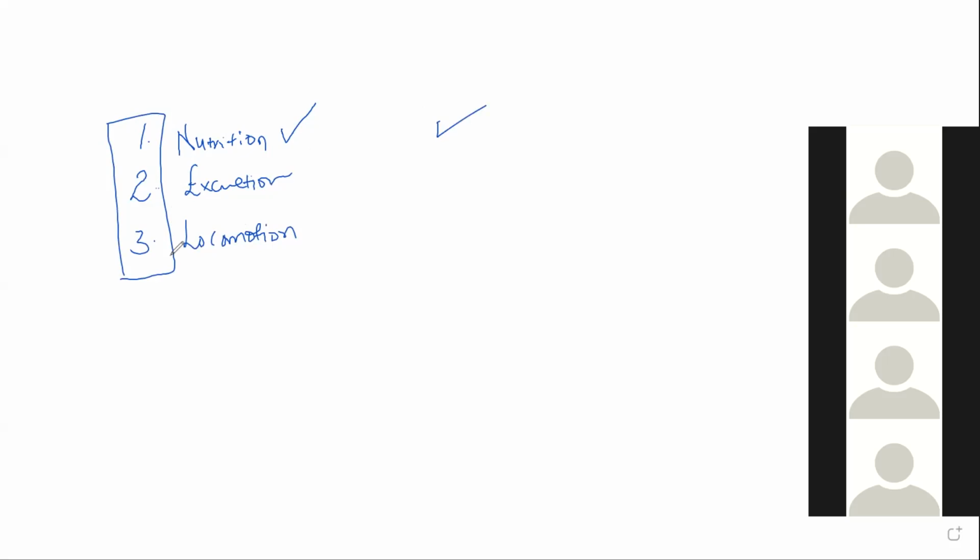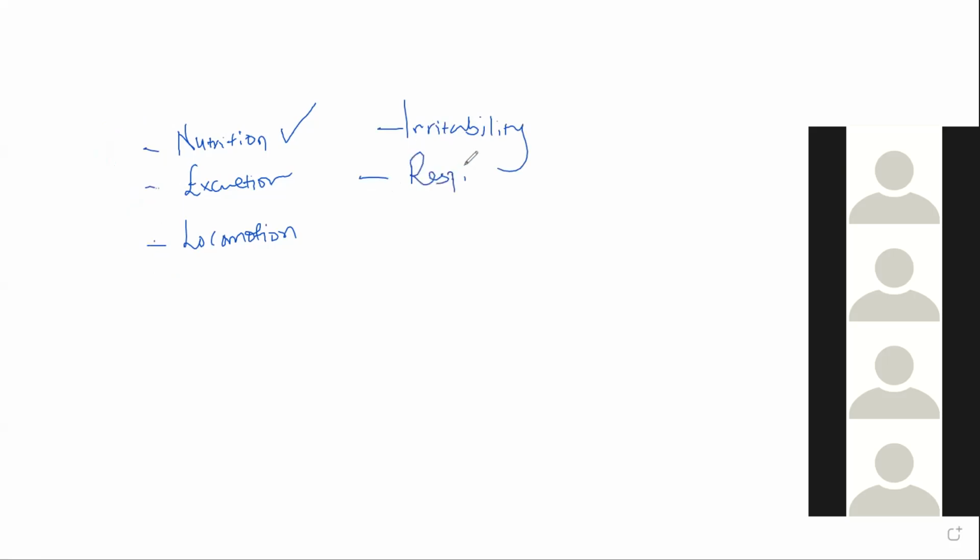using the hyphen. In such a case, if you have used the hyphen, here we have nutrition, excretion, but again, it's also going to be left to right. So here we have irritability. Then here we can talk of respiration. We talk of respiration.